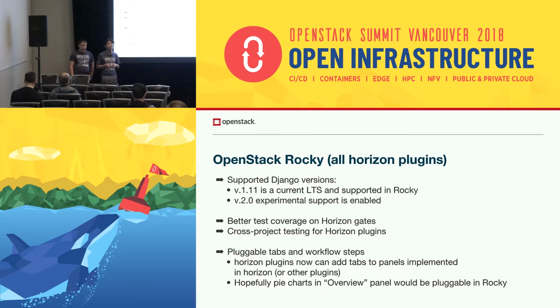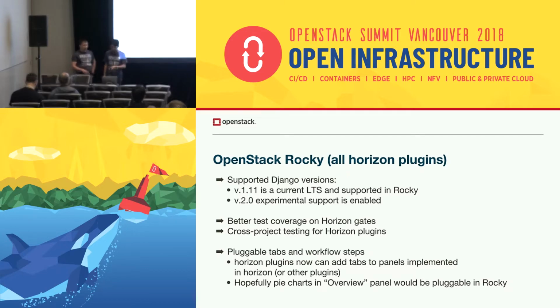In Rocky, we are trying to support the new Django version series, V2. Horizon support has completed, and now we are working on Horizon plugin support. Django V2 works only with Python 3, so we first need to make all Horizon plugins work with Python 3. After that, we can declare Horizon works only with Python 3. This is one of the community goals in OpenStack.